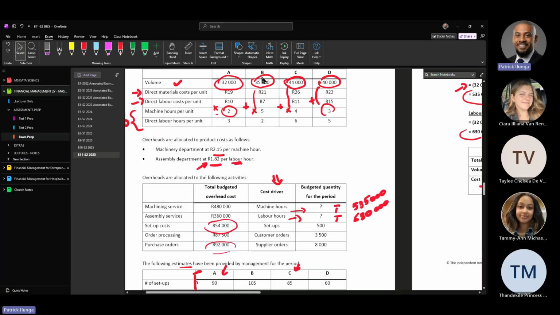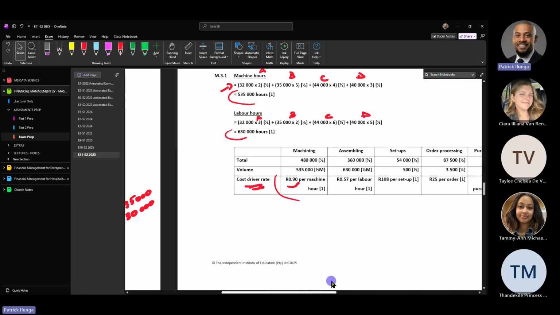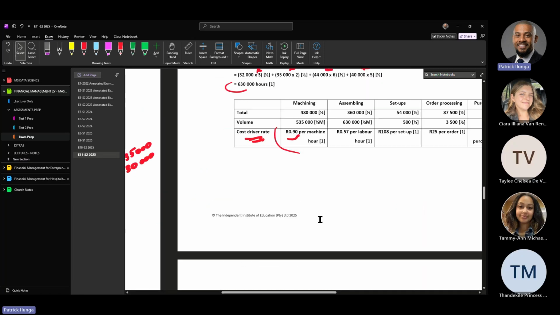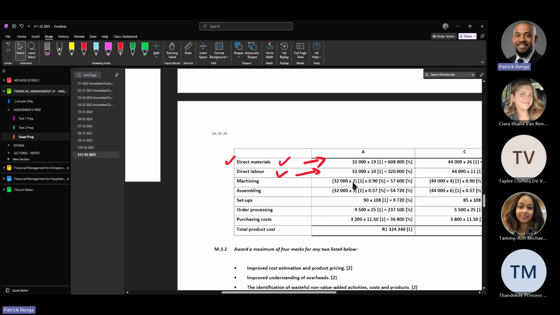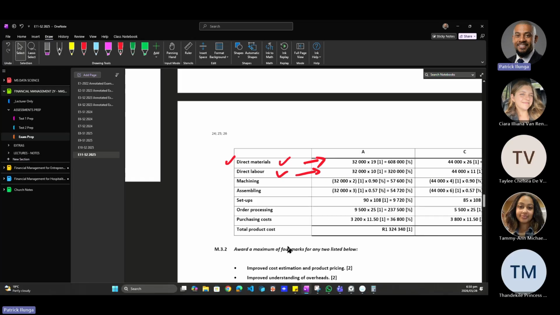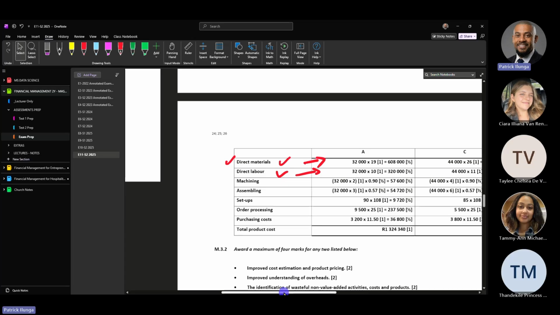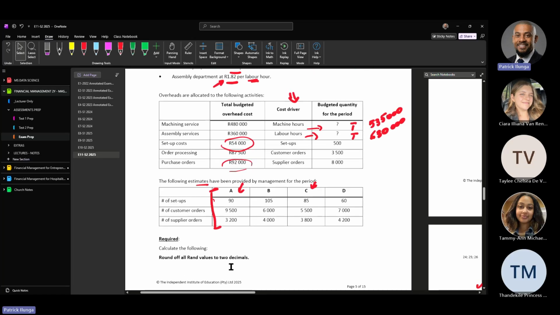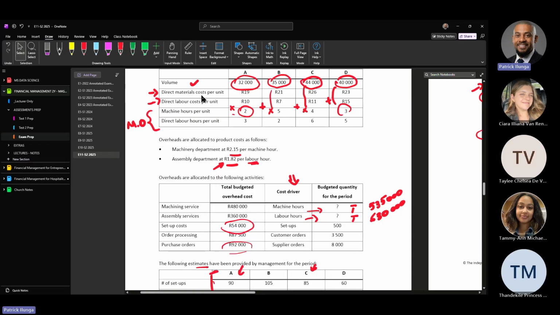To make 1 product B, they need 5 machine hours. So you will take the cost driver per machine hour, multiplied by the 2 machine hours that it takes to make one product, multiplied by the volume. Multiplied by the volume. Because in actual effect, what moves with the volume? What moves with the volume is what they provided you in this table. Because these two very much move with the volume.